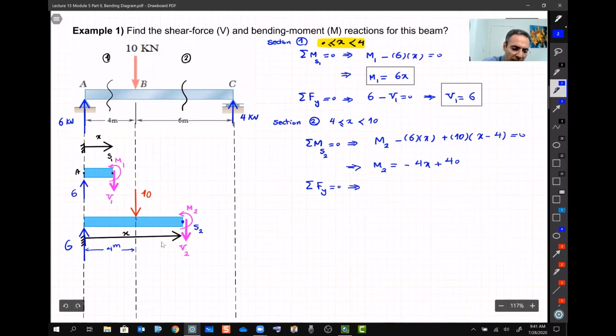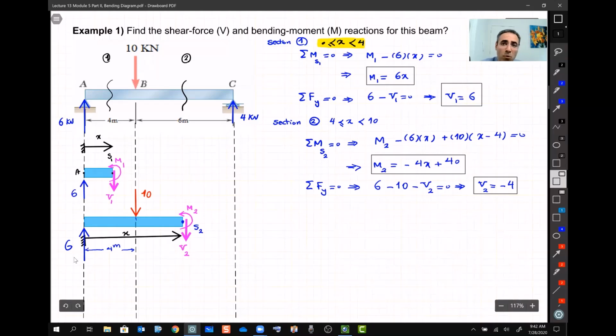In y, what do we have? We have 6 going up, minus 10 coming down, minus V2 coming down, equal to 0. And from here, I can find V2, which is minus 4. Here is my shearing force and bending moment for section 2, which is valid for x between 4 and 10.